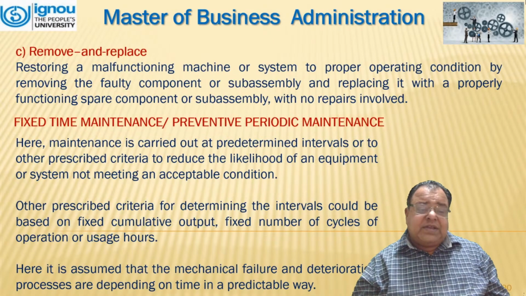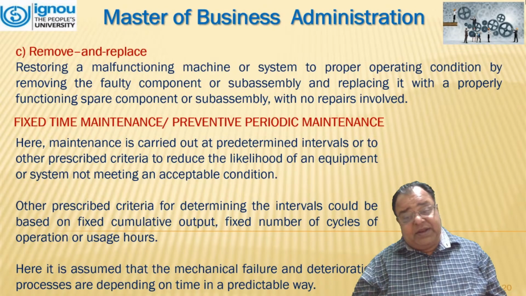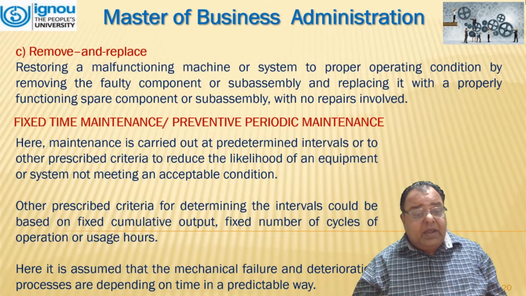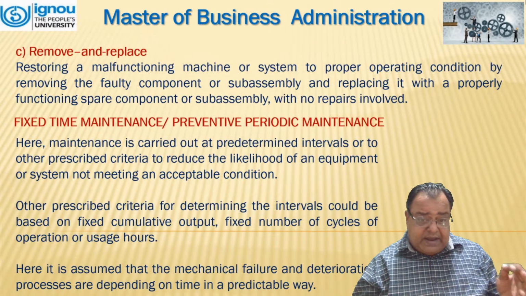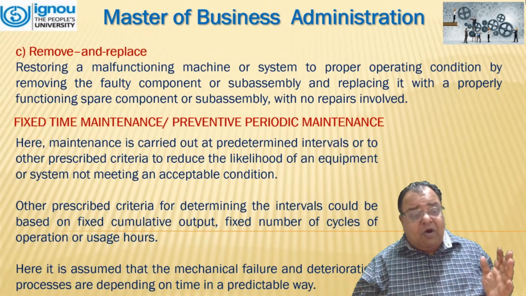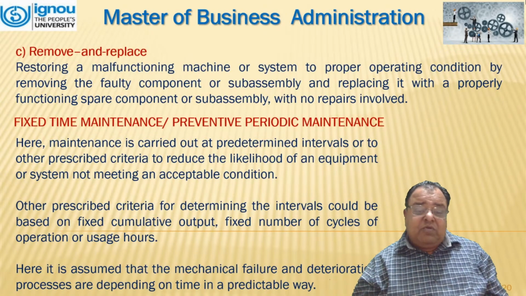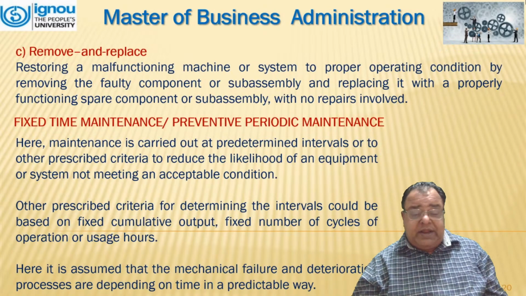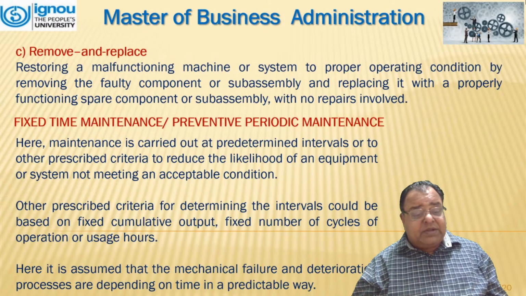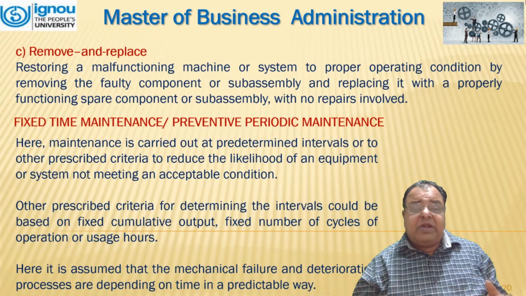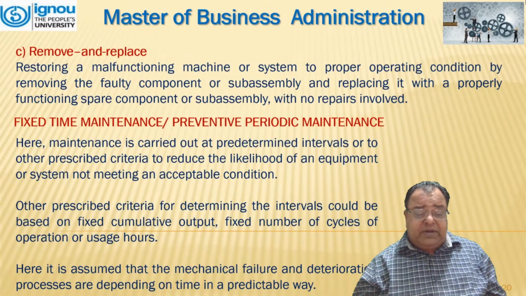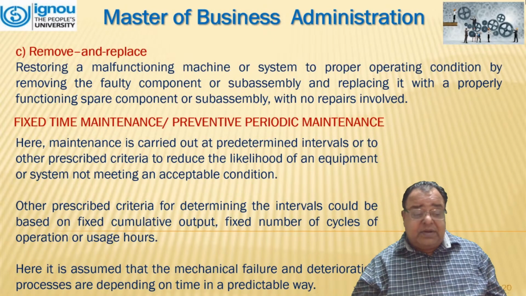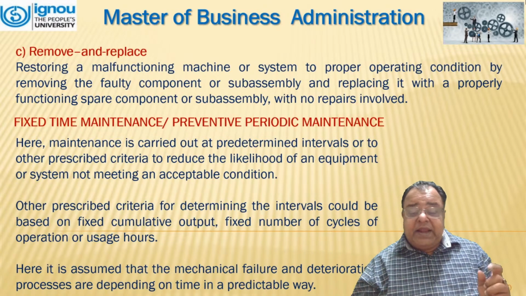The second one is fixed time maintenance or preventive periodic maintenance. Here, maintenance is carried out at a predetermined interval or to other prescribed criteria to reduce the likelihood of an equipment or system not meeting an acceptable condition. Other prescribed criteria for determining the intervals would be based on fixed cumulative output, fixed number of cycles of operation, or usage hours. Here it is assumed that the mechanical failure and deterioration processes are dependent on time in a predictable way.